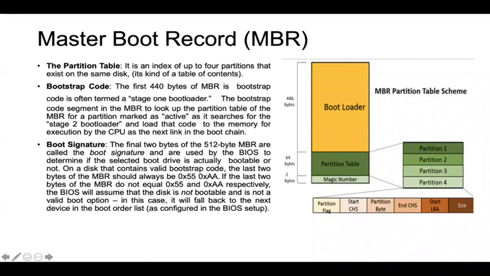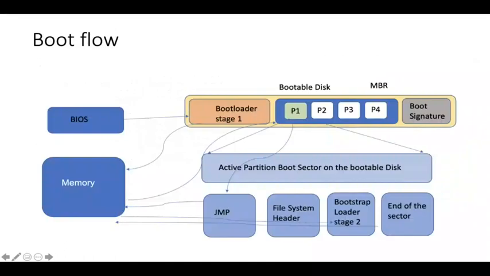In this case, it will fall back to the next device in the boot order list, which you configured in the BIOS setup. Okay, let's have a look at the boot flow. BIOS and memory represent the CPU. On the right-hand side, different components represent part of the hard disk, bootable disk. In the first step, BIOS code points to MBR and loads the 512 bytes long MBR to memory. The 512 bytes of MBR contains bootloader, partition table, and boot signature.